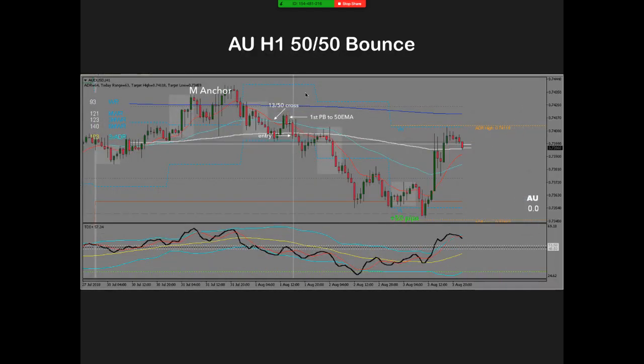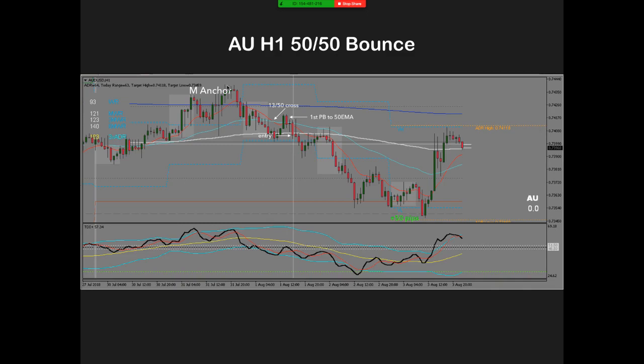AU gave us an H1 50 bounce. So I said, with smaller range pairs like AU, NU, even like UJ, UF, things like that, you can try trading the H1 chart and seeing if you can catch these H1 50 bounces on them, because when you do, it's a decent payout.